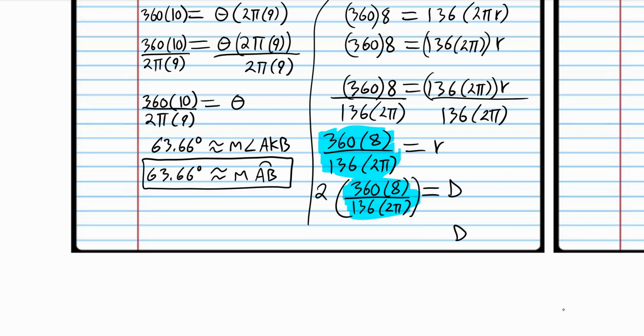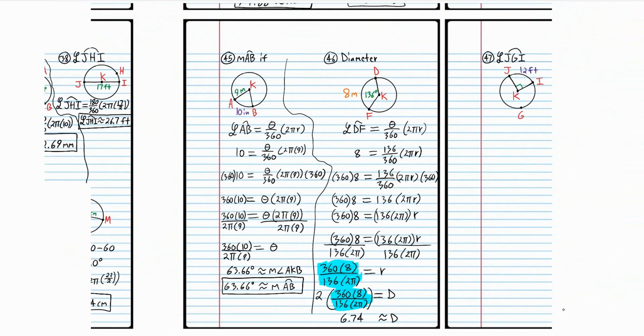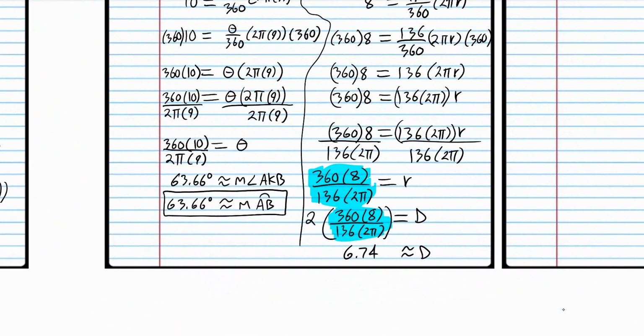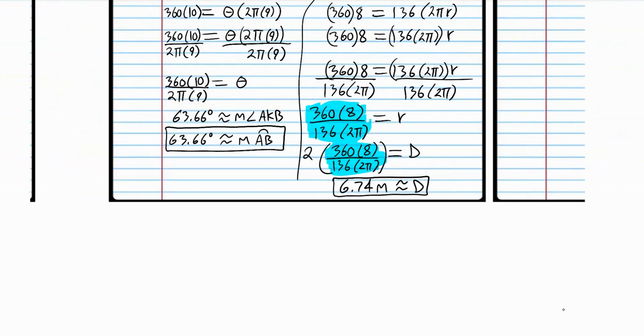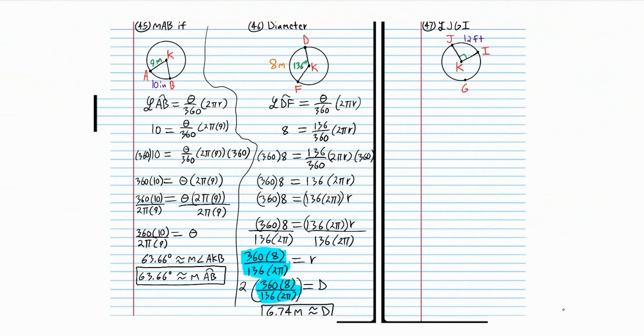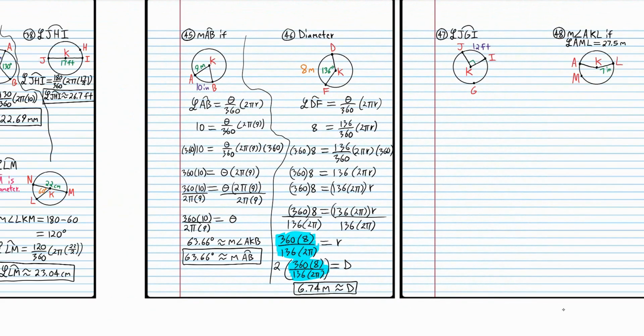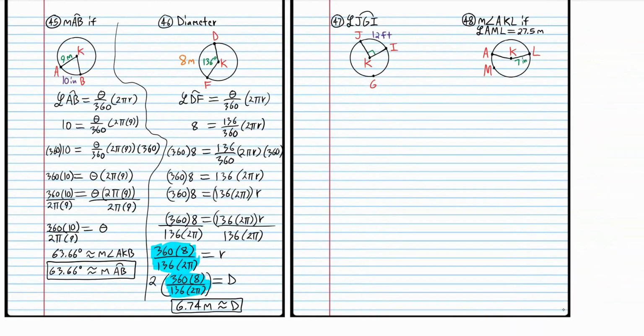So the diameter is approximately equal to 6.74. And what are our units? Meters. So if you got that answer, good job. If you didn't, that's okay. Now you see how to do the problem. So now we're going to try, you try 47, and when you come back, we'll do it together.